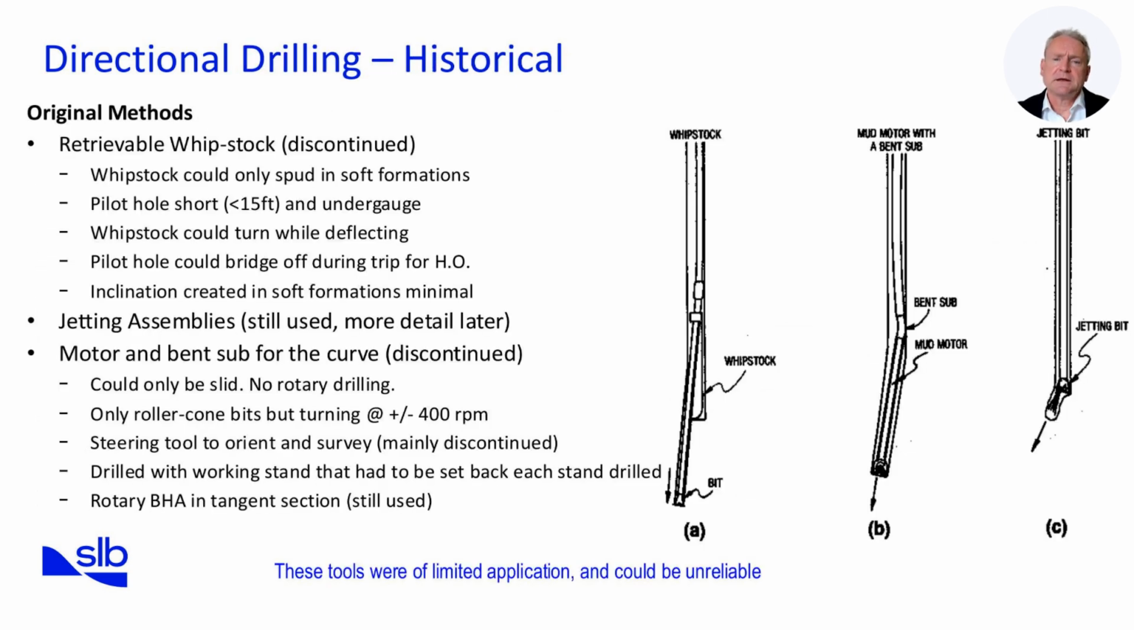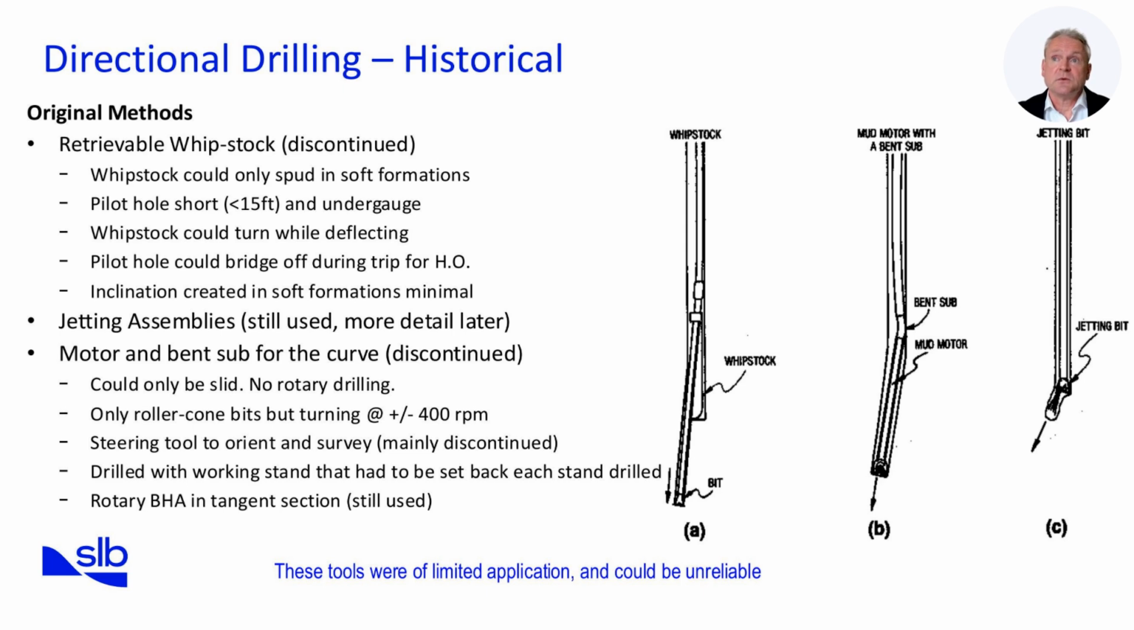Let's now step back in time and explore how directional drilling started. Before the advent of modern tools like directional mud motors and rotary steerable systems, early directional drilling relied on far more rudimentary methods. This slide provides an overview of the three main historical techniques used to intentionally deviate a wellbore. These were the retrievable whipstock, straight motor with a bent sub, and jetting assemblies.